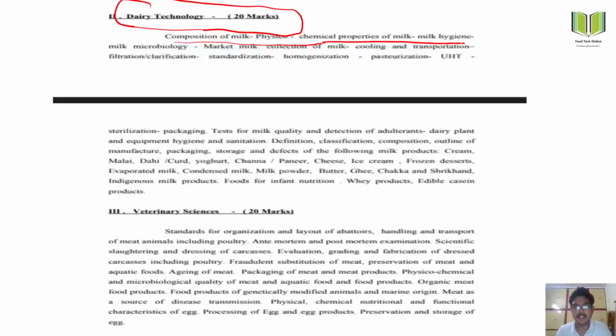physicochemical properties of milk, milk hygiene, milk microbiology, and the market milk. For the market milk and the other topics like milk products, their classification, composition, manufacturing, I will recommend the books Outline of Dairy Chemistry and Outline of Dairy Technology by Dr. Sukumar Dey. In Dr. Sukumar Dey's books, you will find all these topics, and all these topics are covered in a detailed manner.